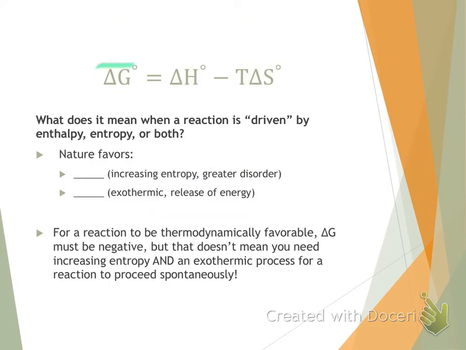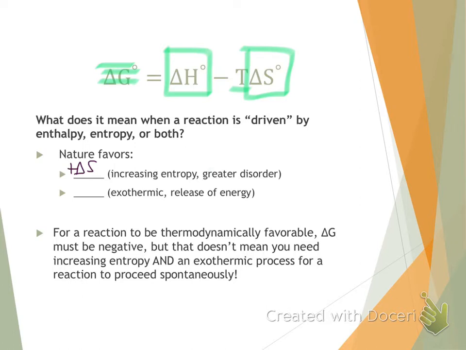Since Gibbs free energy depends on both the delta H, the delta S, as well as the temperature a little bit, our reaction can be driven by enthalpy or entropy, or even both, depending on what is favorable in nature. Nature favors an increase in entropy, or positive delta S. Remember, the second law of thermodynamics says that all spontaneous reactions are going to have an increase in entropy of the universe. So if we have a greater disorder of our particles after our reaction, that is what nature favors.